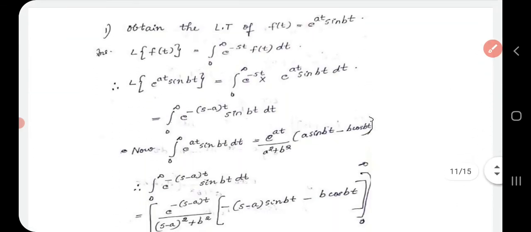Now another formula, e raised to at sin bt. What was the Laplace transform of sin at? a by s square plus a square. What about cos at?